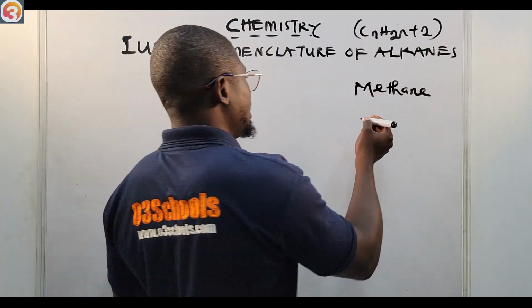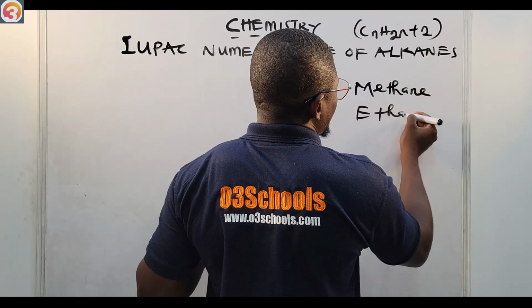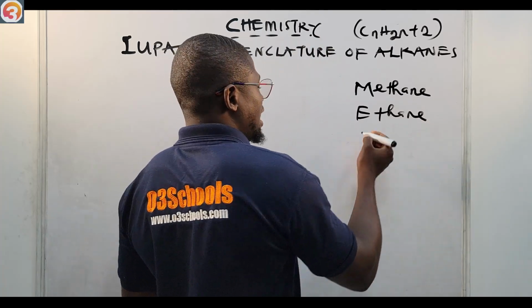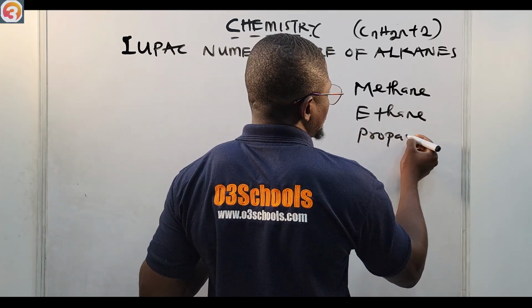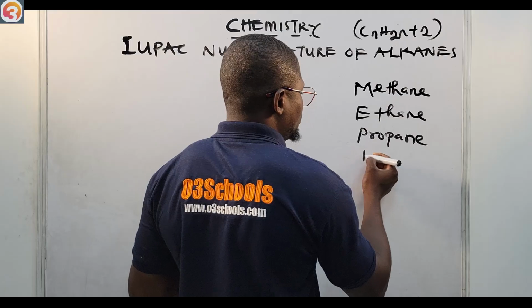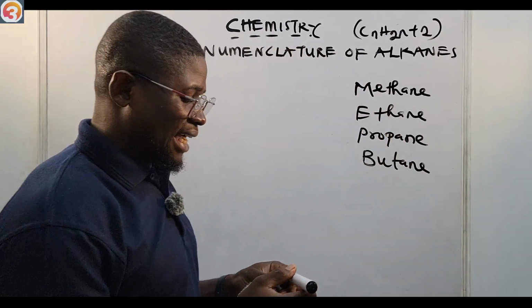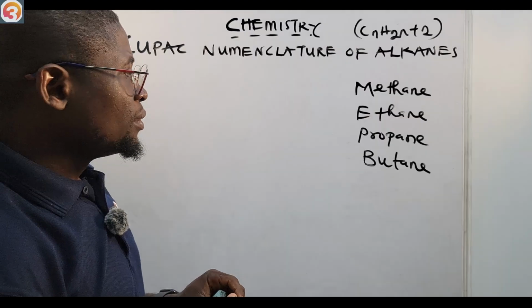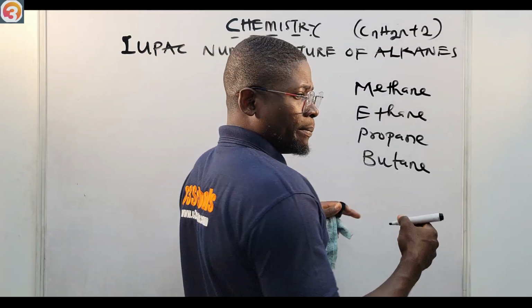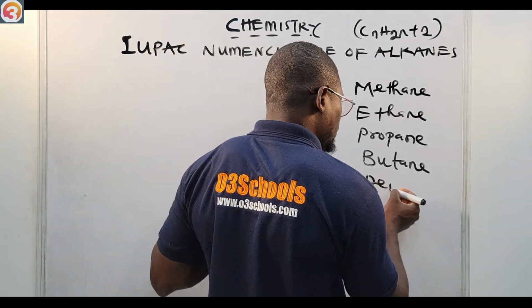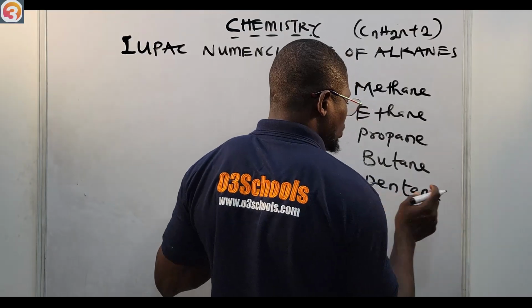Okay, so now we have methane, then ethane. After ethane, we have propane. After propane, we have butane. And if you see, these first four are trivial names. But from the fifth one, pentane, the name is gotten from pent. Pent means 5.